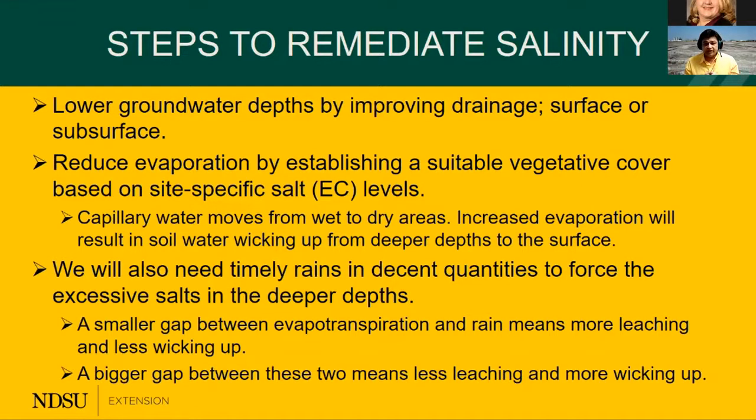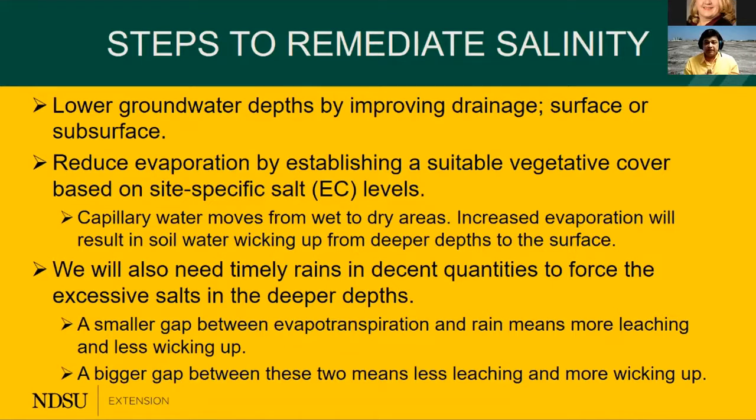Second thing, we cannot control the rain, but what we could do is to reduce evaporation, because less evaporation will mean there's more moisture in the topsoil, so there would be less wicking up of soil water or the capillary water from the ground to the topsoil, and that would mean less salts coming into the topsoil. And we also need rain. I also used to think you lower the groundwater depths and salts are going to go away. Yes, under decent rain events.